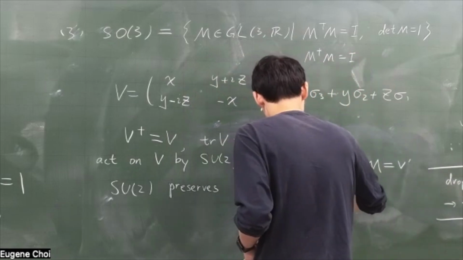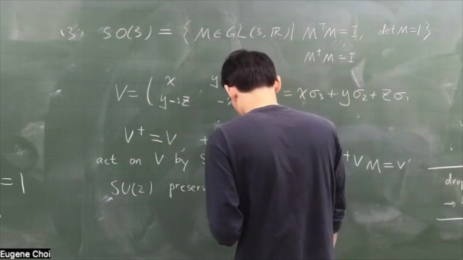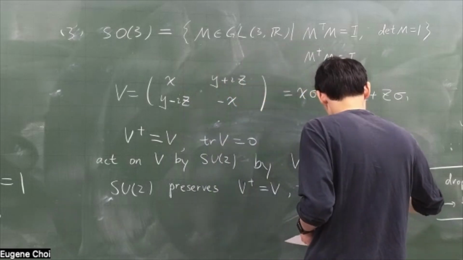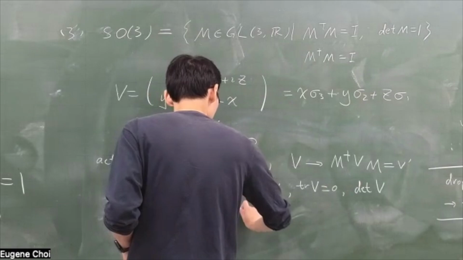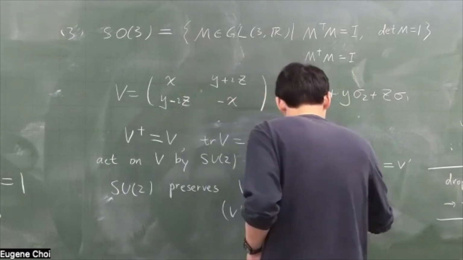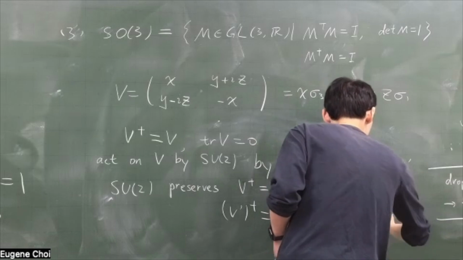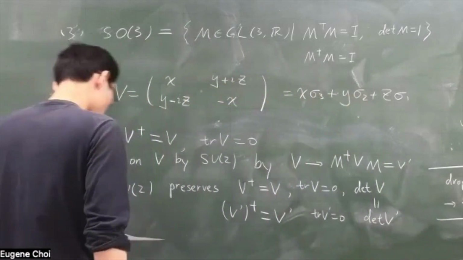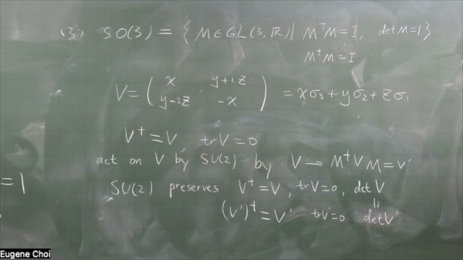And trace v being 0, of course, and also the determinant of v. In other words, under this transformation, I would still have v prime dagger being the same as v prime, and trace v prime is still 0, and determinant v prime is equal to determinant of v. So that's some straightforward calculation, and in view of time, let me just skip the details.